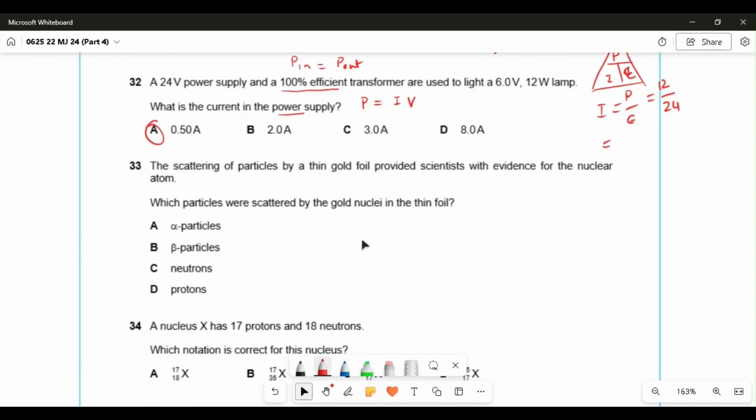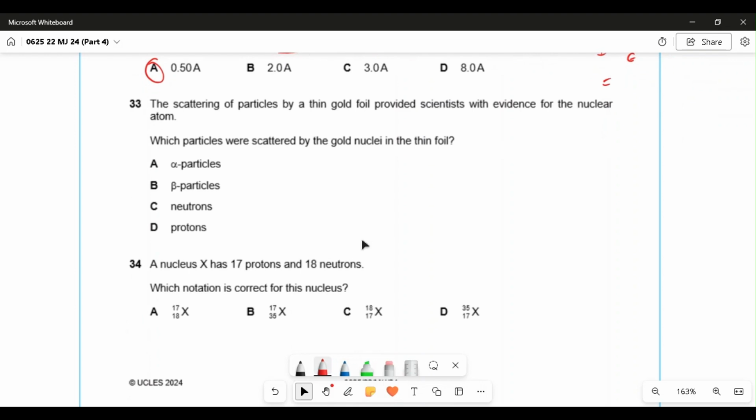The scattering of particles by gold foil provided scientists with evidence of the nuclear atom.